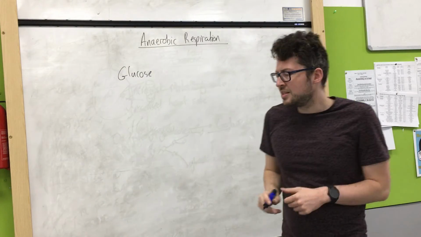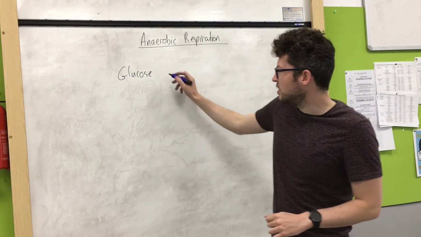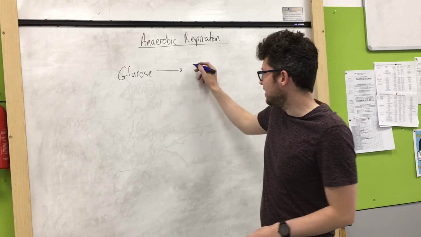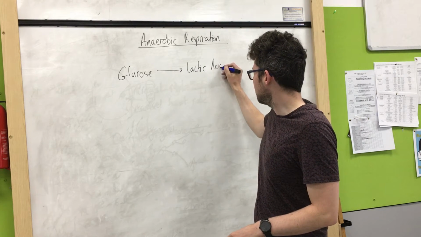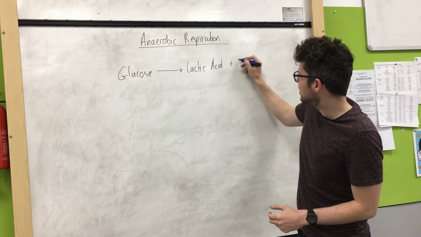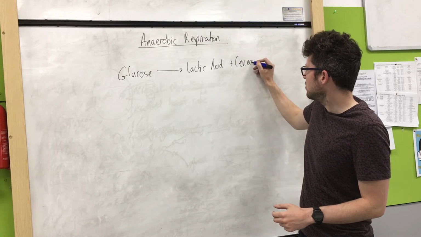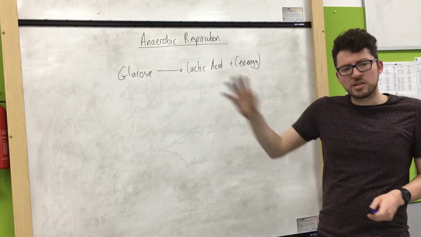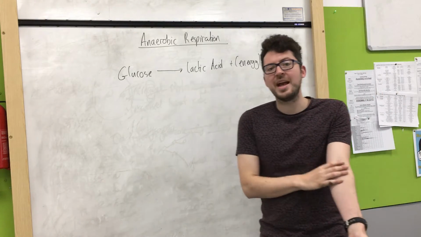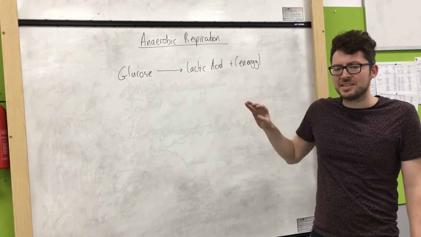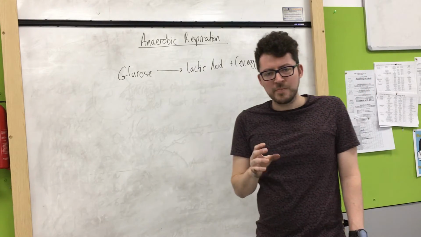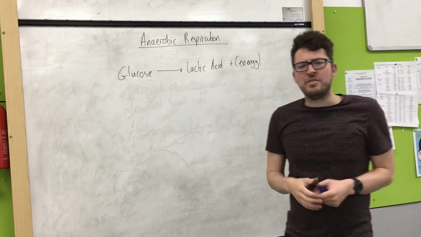So obviously glucose is still involved, but glucose is broken down to lactic acid plus energy. So you can see that this equation is quite different from the aerobic respiration equation. Simply glucose broken down to lactic acid and energy. Okay. Now, when would we require anaerobic respiration?